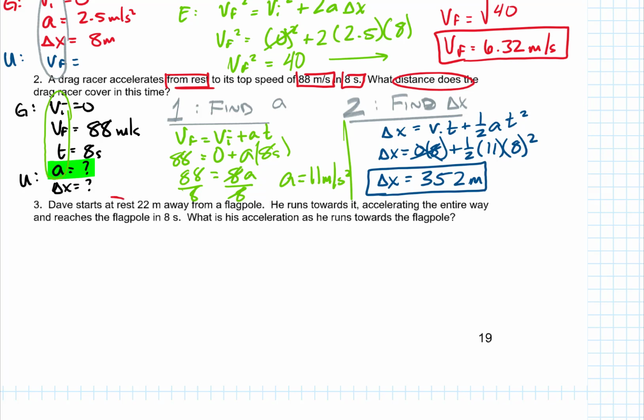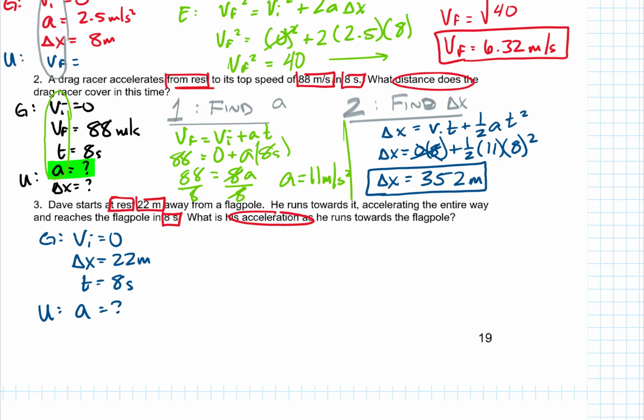Dave starts at rest 22 meters away from a flagpole. He runs towards it and reaches it in 8 seconds. What is his acceleration? So, for my givens, we start off at rest, so the initial velocity is 0. The distance Dave travels is going to be 22 meters. He's going to do all of that in a time of 8 seconds, and what we want is the acceleration.